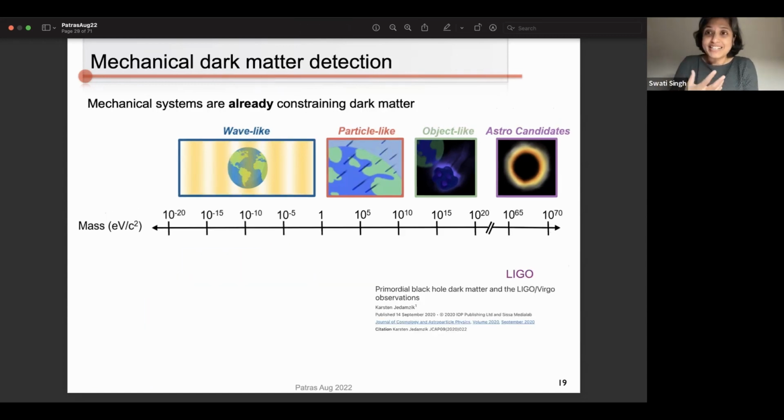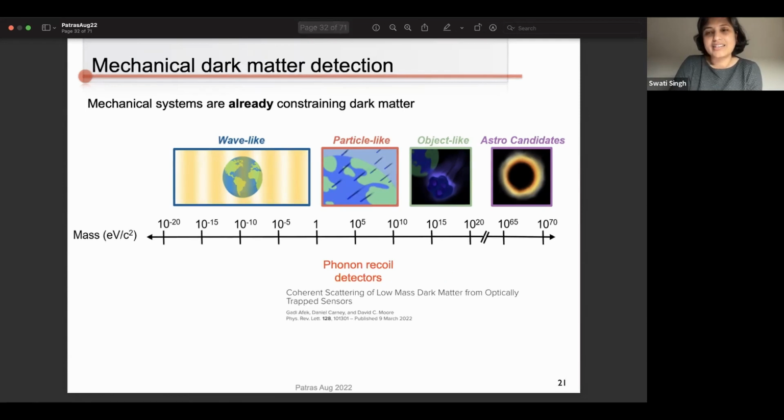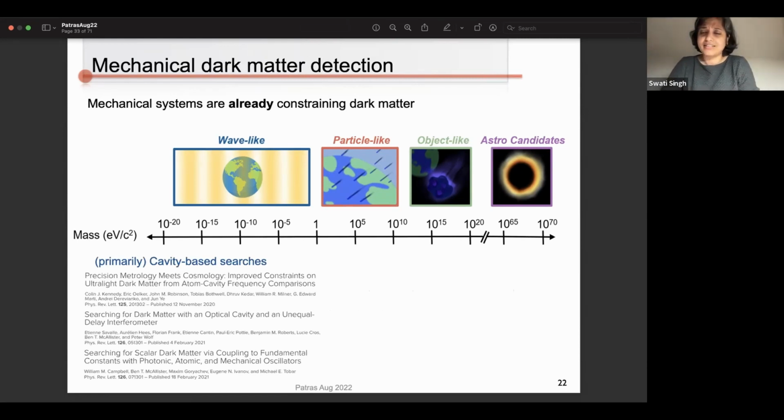So to start with, I just want to say mechanical systems have already constrained all these types of dark matter. LIGO black hole merger statistics were used to try to constrain primordial black holes as dark matter candidates, and these statistics were challenged as well. So it's an interesting area of research people are looking into. Levitated nanospheres or microspheres have been used to constrain object-like and particle-like dark matter in David Moore's group. There's a bunch of interesting papers. And mechanically constraining wave-like dark matter has primarily been cavity-based searches, and I see there have been some talks on that already. And I'm sorry, I'm missing all of them.